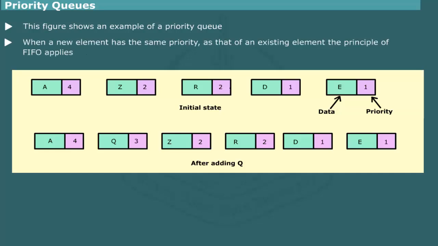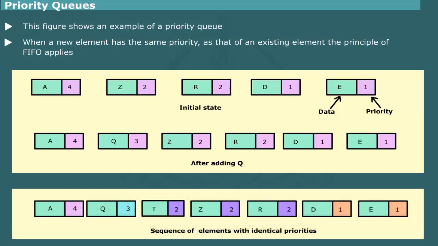When a new element has the same priority as that of some of the existing elements, the principle of FIFO applies. For example, if an element T with priority 2 is added to the queue in the figure, it is placed before Q, which also has priority 2, as shown.